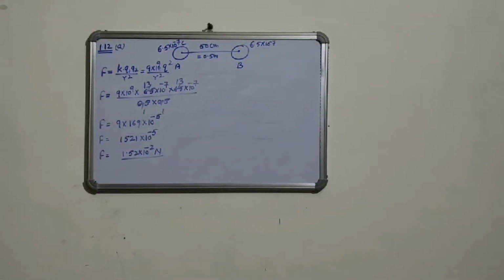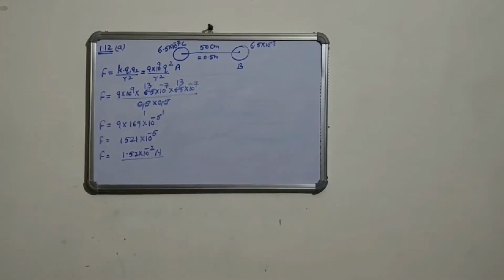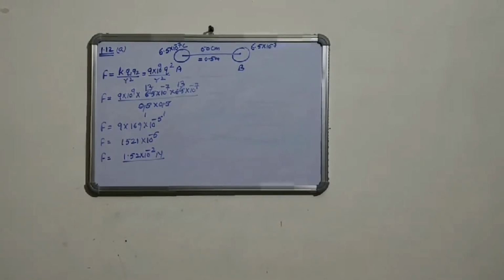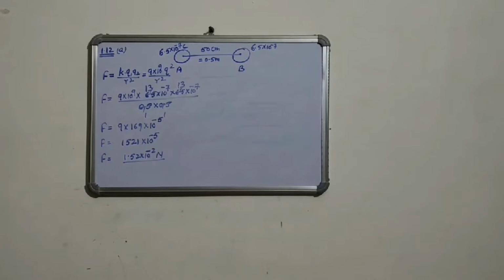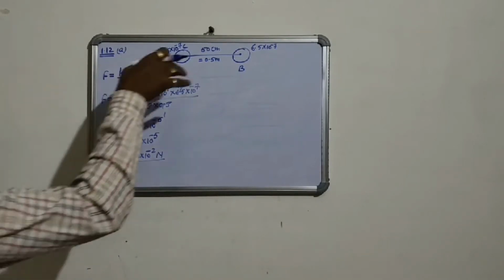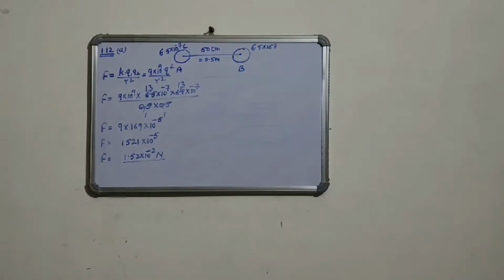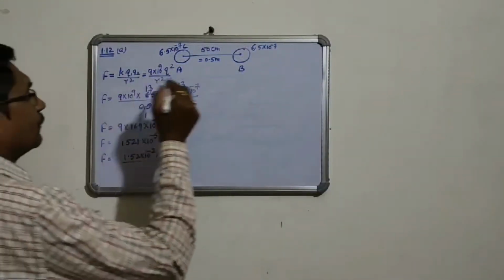Okay. Now part B of question 1.12. What is the force of repulsion if each sphere is charged double the above amount and the distance between them is halved? The same question, but the magnitude of charge is doubled and the distance is halved. Then what is the new force?